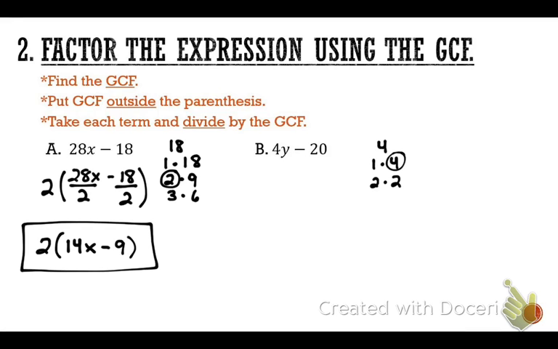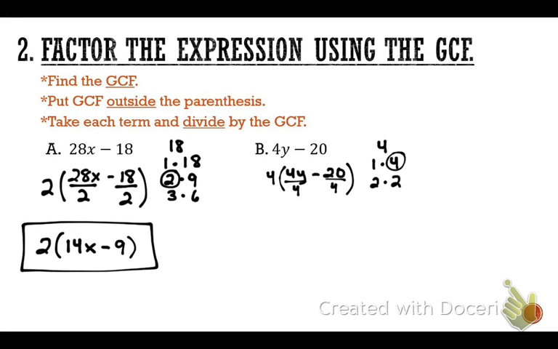So now that we've found the GCF, we're pulling it outside of the parentheses. 4 times, now if you remember, you're going to take your original problem, and I have to do what to this GCF on every term? I divide it by every single one. So divided by 4 and divided by 4.